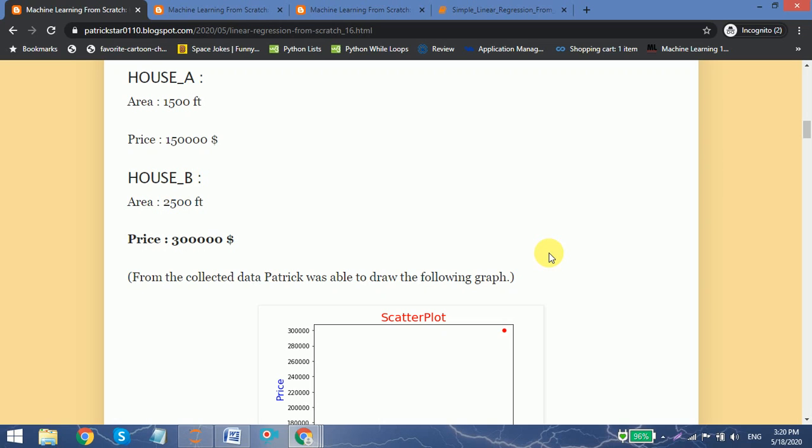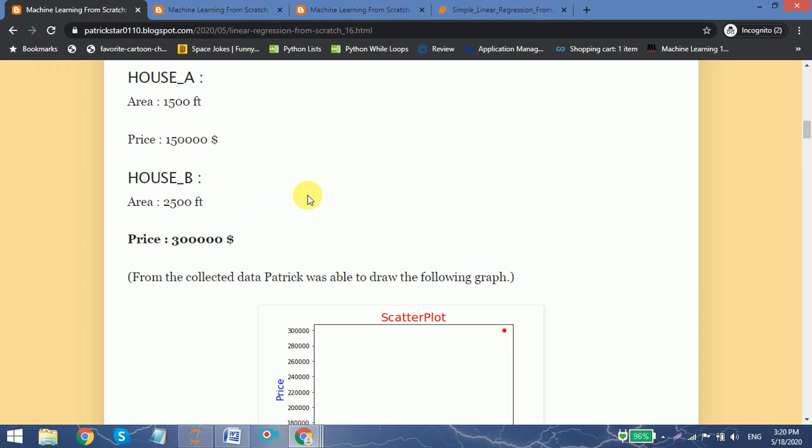So what you are going to do is go to your neighbors and find out the data such as area and selling price of their houses. Suppose there are two houses in your neighborhood, house A and house B, and you find out the area in square feet and prices in dollars for both of these houses.